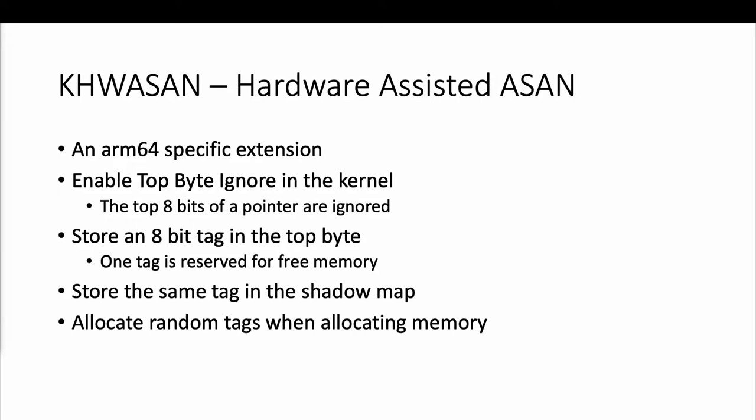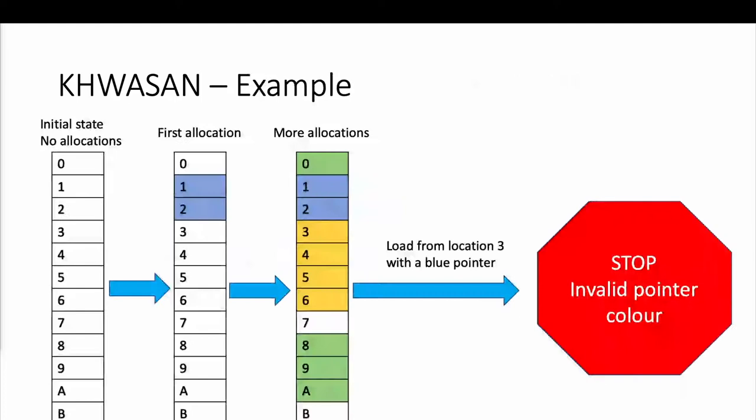It does mean you have to allocate. You then allocate random tags in such a way. So we start off with white, which is just the default, so unallocated memory. The point is, when you do a load or store, that's going to go through, that memory is invalid.